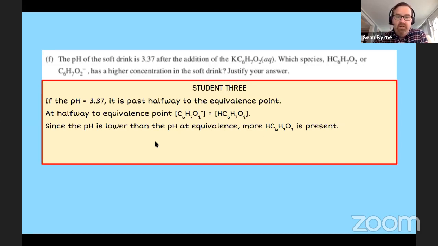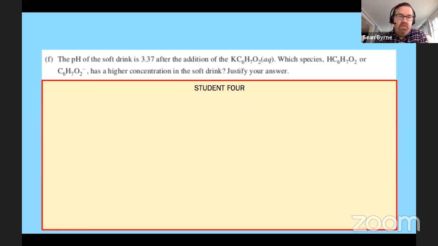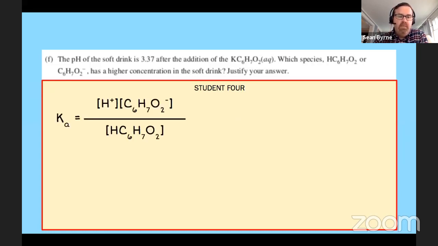Student 4, so I have another solution that I thought was really cool, the way that this student had answered the question. So I just wanted to show this to you. Maybe this is just my mathematical brain. But this student went back to the equilibrium expression, the Ka for this reaction, and said that we can set up what the equilibrium expression would look like. Ka is equal to the concentration of the ions over the concentration of the acid. Because this is a weak acid, we would have all 3 of these present at the same time.